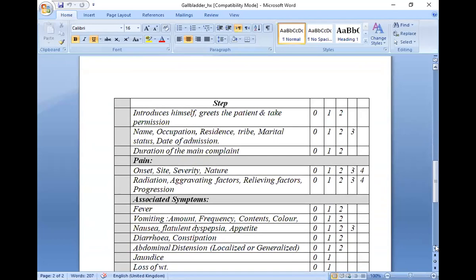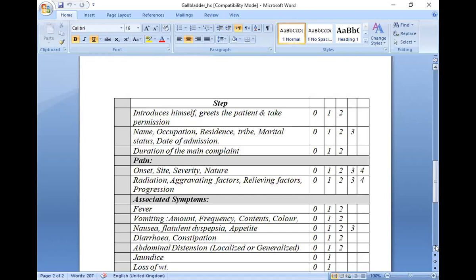Name, occupation, residence, basic information is 3. Duration of the main complaint, 2. Pain: describing the pain, the onset, site, severity, nature, radiation, aggravating factor, relieving factor, progression, 8. Onset, site, severity, nature, 4. Radiation, aggravating factor, relieving factor, and progress, another 4.